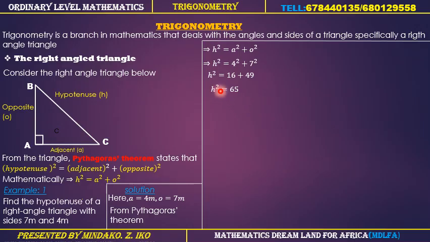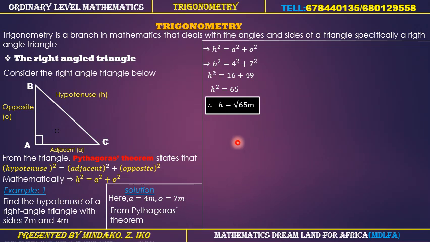Now, what do you notice here? We are not actually looking for h squared, we are looking for h. So we are just going to take the square root on both sides. We take the square root of h here and the square root of 65 here. This square cancels with this root sign and h will be left alone. And if that happens, we have that h equals root 65 meters.